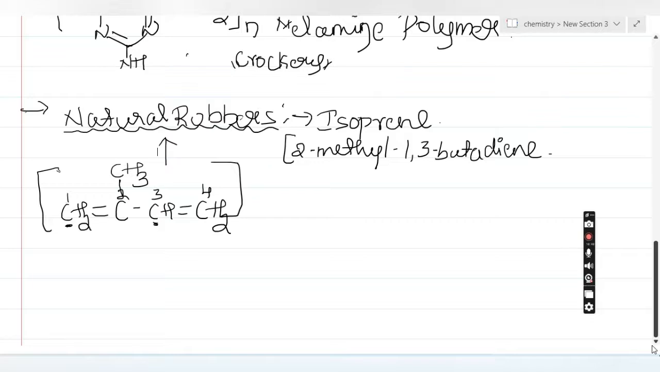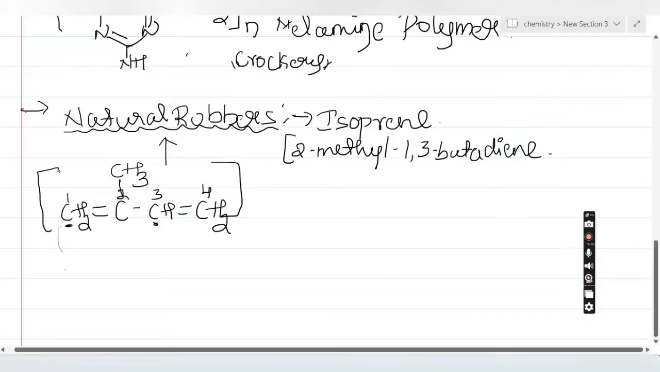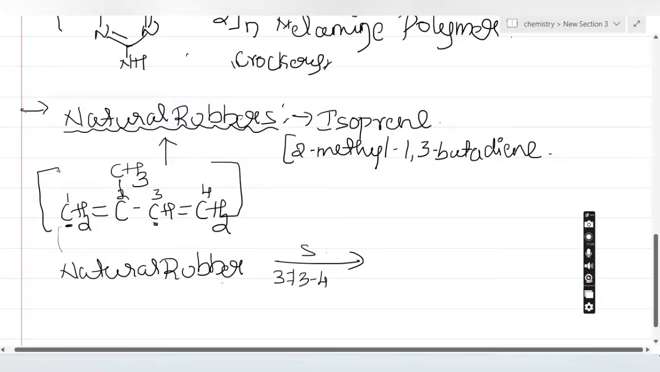This process is called vulcanization. Whatever we take is natural rubber, and this natural rubber is mixed with a calculated amount of sulfur at a temperature of around 373 to 415 Kelvin. So what will happen? The brittleness at low temperature, the softness at high temperature, and the high water absorption capacity will be reduced.